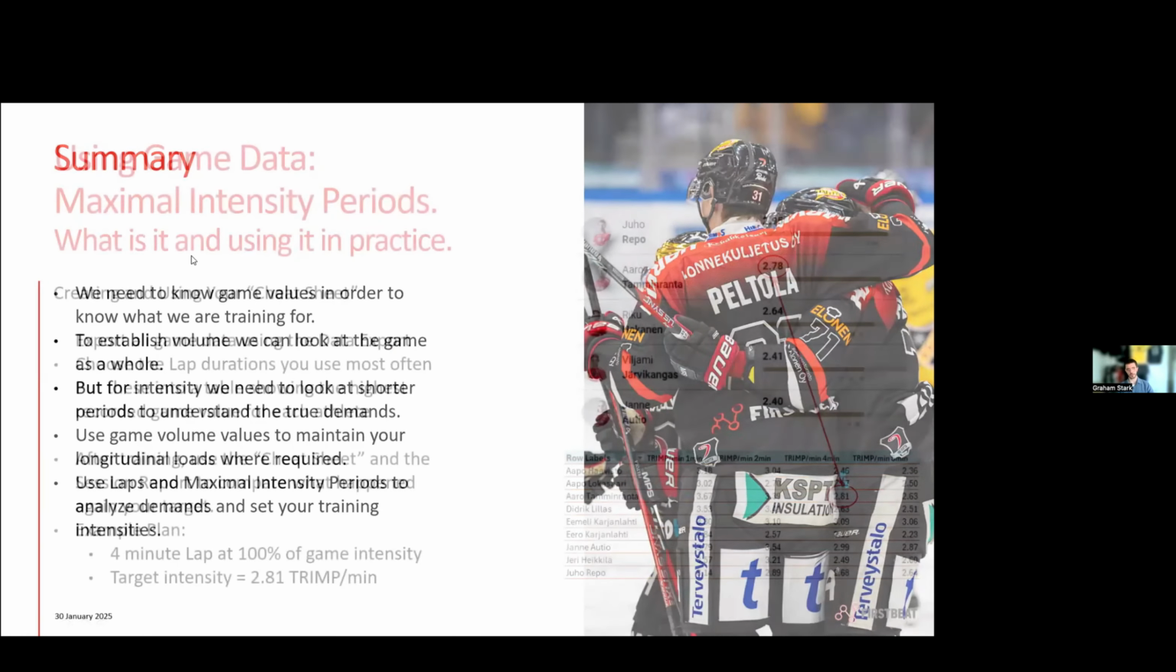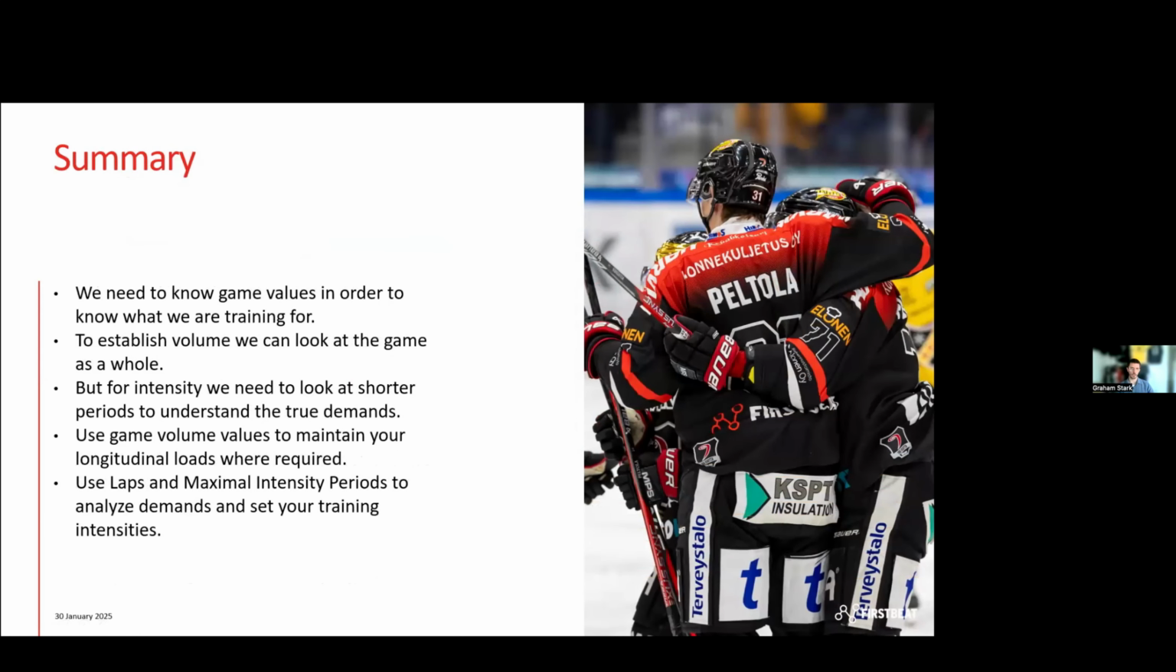So that's everything. I've gone through it quite quickly, but hopefully I've covered the basics and given you an idea of how you can use some of these features to maximize the game load and why it has value. In summary, we've looked at why we want to look at the game values and how to collect those.